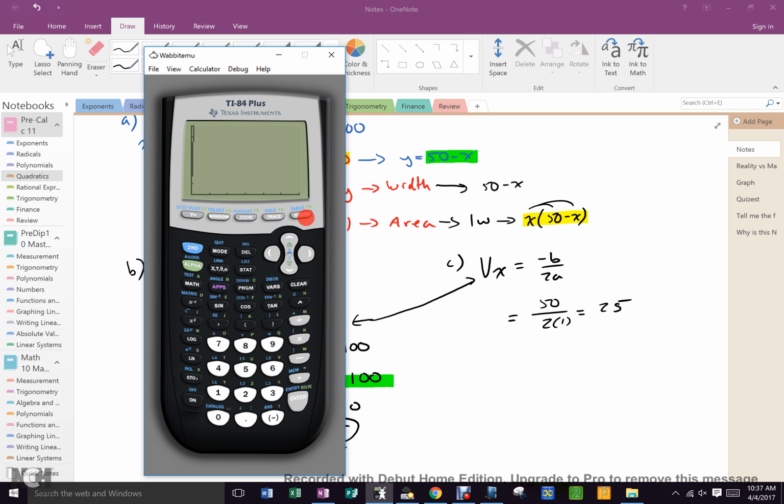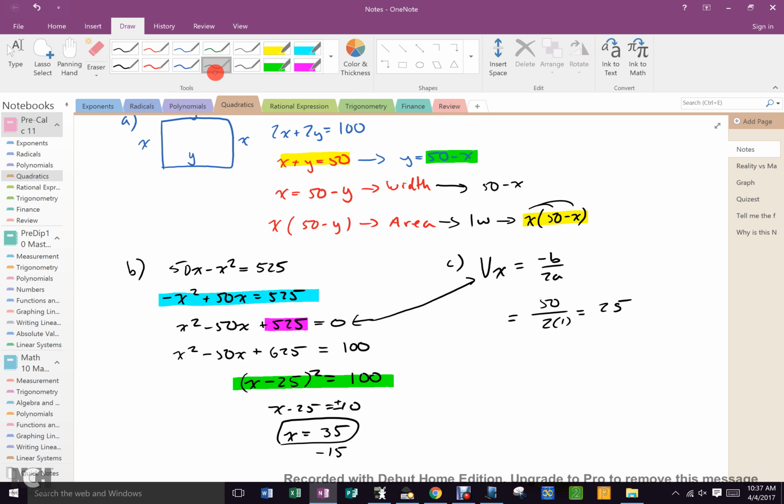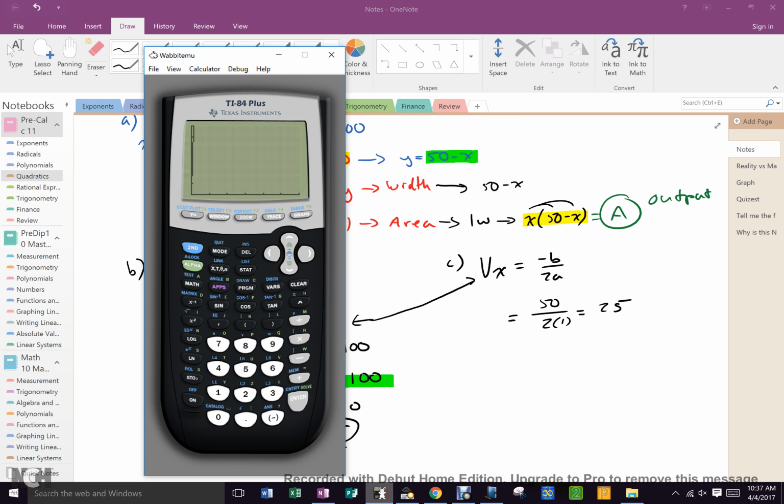Because this equals area. That's my output. So when I go to my calculator and I check my window, we did this for length and width. What is y? It's our areas. We know that our area is at least 525, don't we? So what do we got to do? Make it what? 600? Okay.